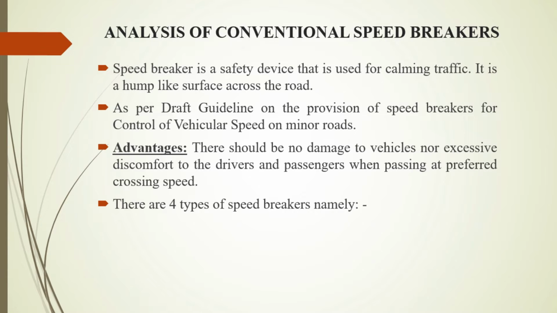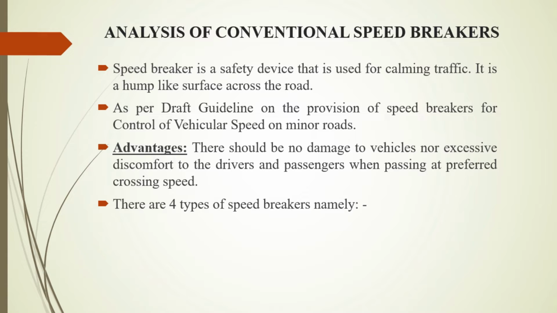Then, analysis of conventional speed breakers. They are mostly used in India as a safety device used for calming traffic. It is a hump-like surface across the road, as per draft guidelines on the provision of speed breakers for control of vehicular speed on minor roads like semi-commercial roads, street roads, local roads, etc.